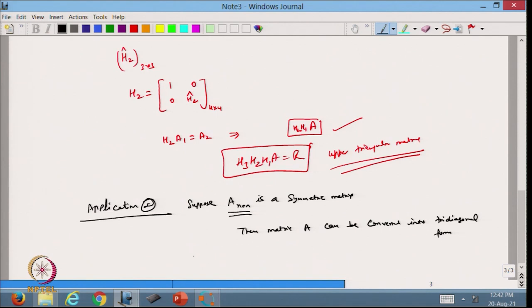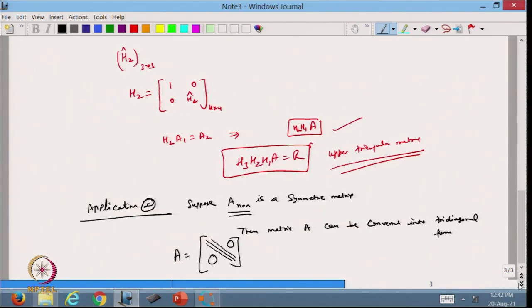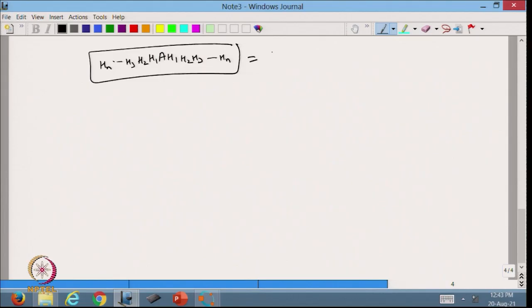Tridiagonal form means, suppose I have the matrix A and that is symmetric. I will get the values only at the main diagonal, one diagonal below this, one diagonal above this, and all other values 0. So, we can transform this matrix into the tridiagonal form. Here we can write that suppose I have the matrix A, I can apply my H1 on the left side and on the right hand side H2, H3, and suppose it is going up to HN. After doing this, whatever matrix we get, I should write it T. So, this is the tridiagonal matrix.